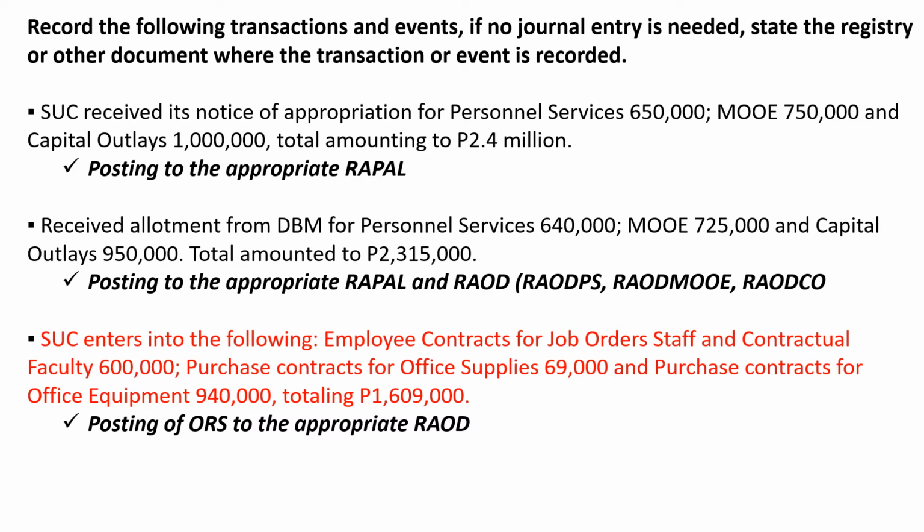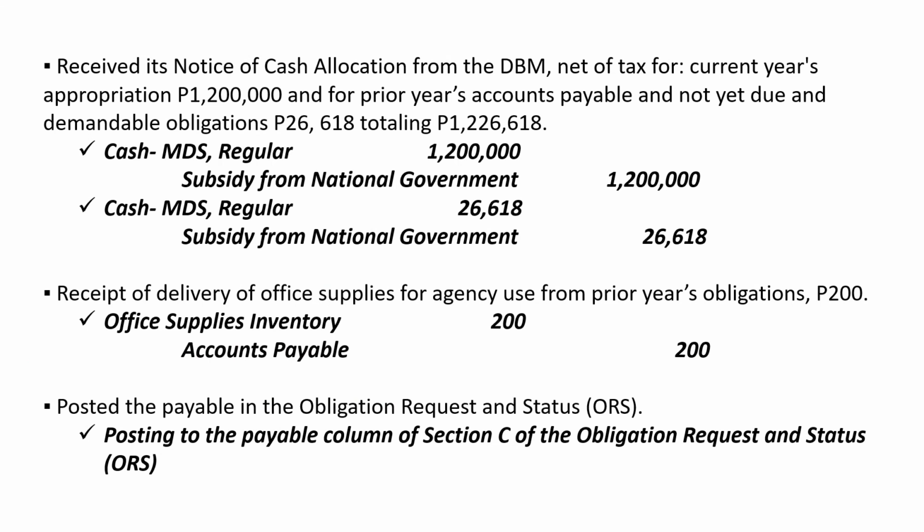Okay, so next, SUC received its notice of cash allocation from the DBM net of tax for the current year's appropriation, 1,200,000, and for prior year's accounts payable, not yet due and demandable obligations, 26,618, totaling 1,226,618. So now, this is the time that we will make again a journal entry in our accounting books.